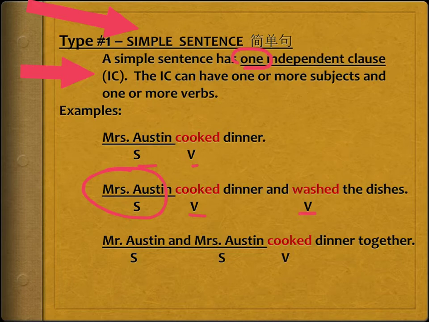You can have two subjects, Mr. Austin and Mrs. Austin, two subjects, and one verb. You could have two subjects and two verbs as well. It still makes it a simple sentence. Okay, a simple sentence, and it's made up of one independent clause.